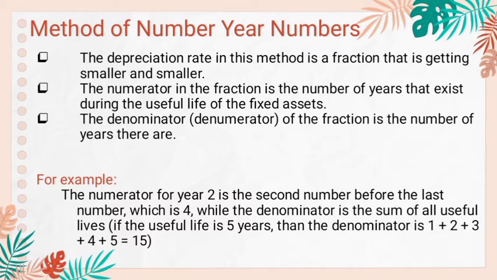Next, the sum of the years digit method. The depreciation rate in this method is a function that gets smaller and smaller. The numerator of the fraction is the number of years remaining during the useful life of the fixed asset. The denominator of the function is the sum of the years. For example, the numerator for year 2 is the second number before the last number, which is 4, while the denominator is the sum of the useful life.